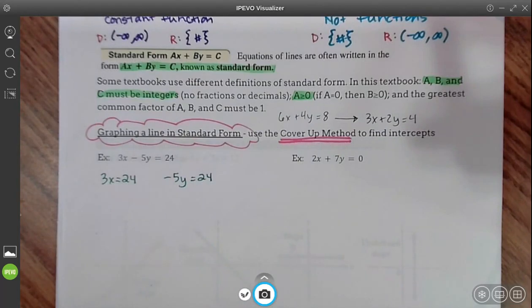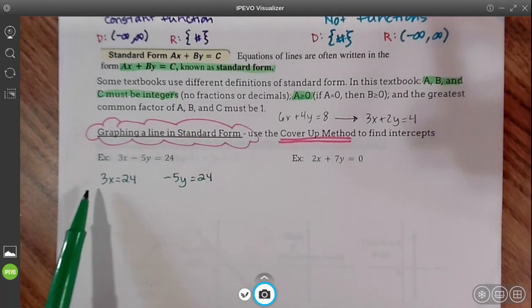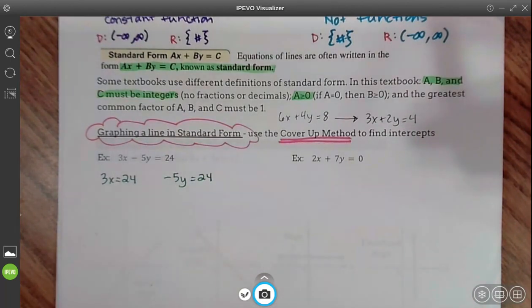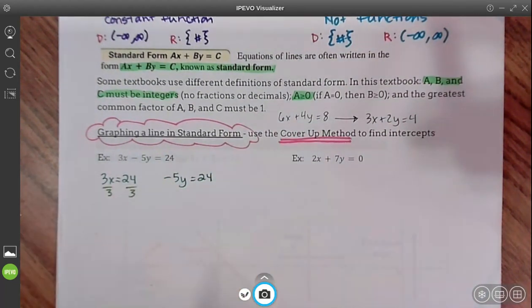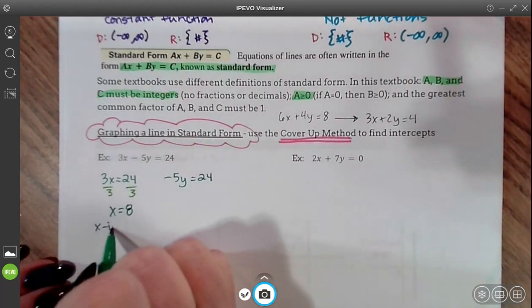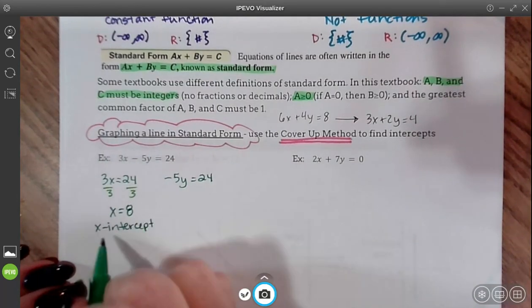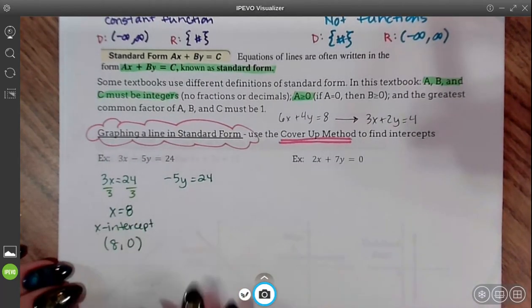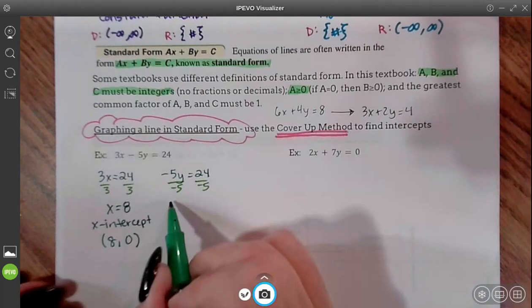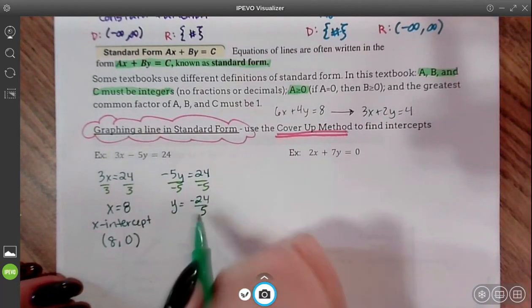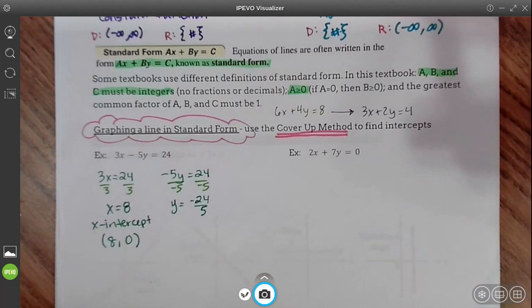One thing you have to keep in mind is that you've got to keep the sign with the coefficient. So positive 3x and negative 5y. Then we're just going to solve those two tiny equations. Divide both sides by 3 there, so we get x equals 8. And that's going to give us an x-intercept at (8, 0). Then I'm going to solve this other equation, divide both sides by negative 5, so I get y equals negative 24 fifths. That is going to give me the y-intercept at (0, negative 24 fifths).